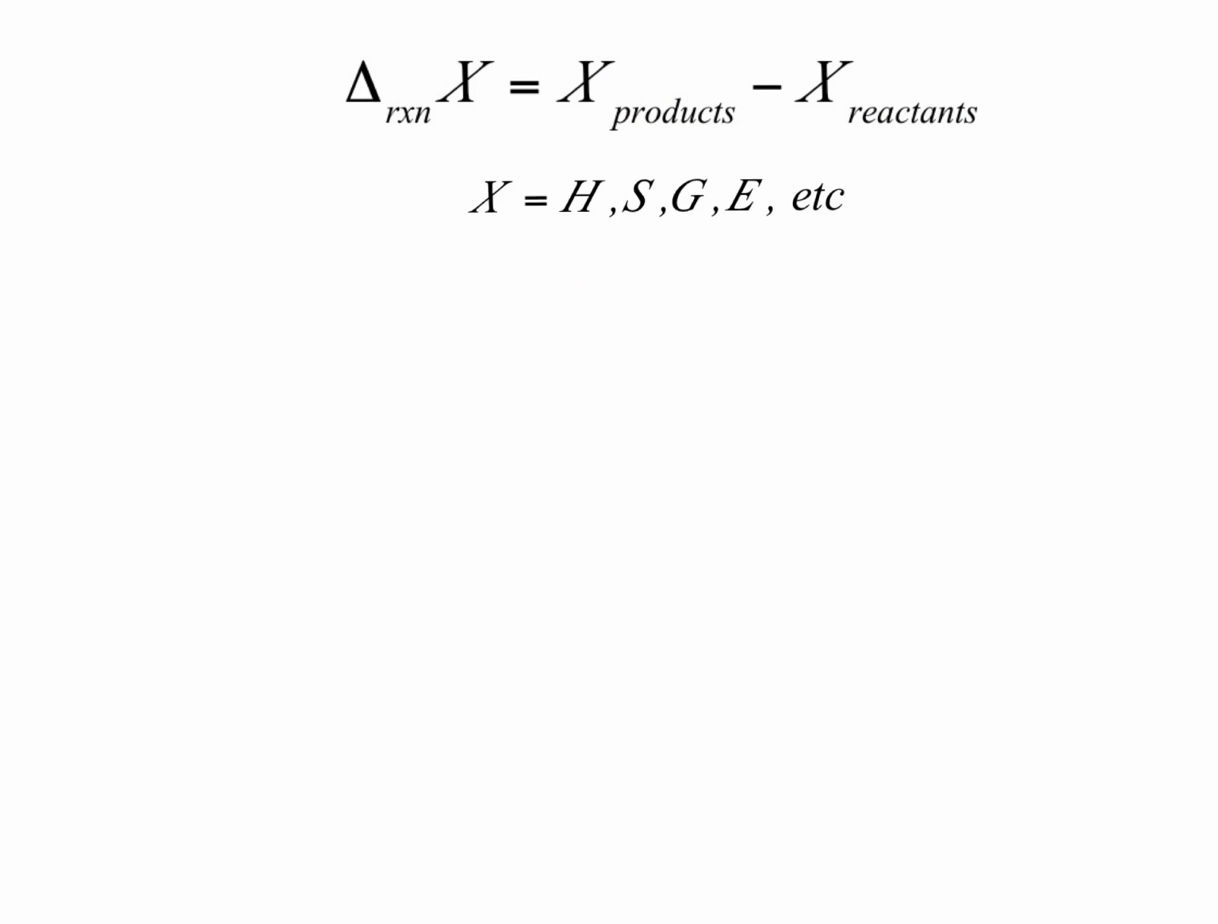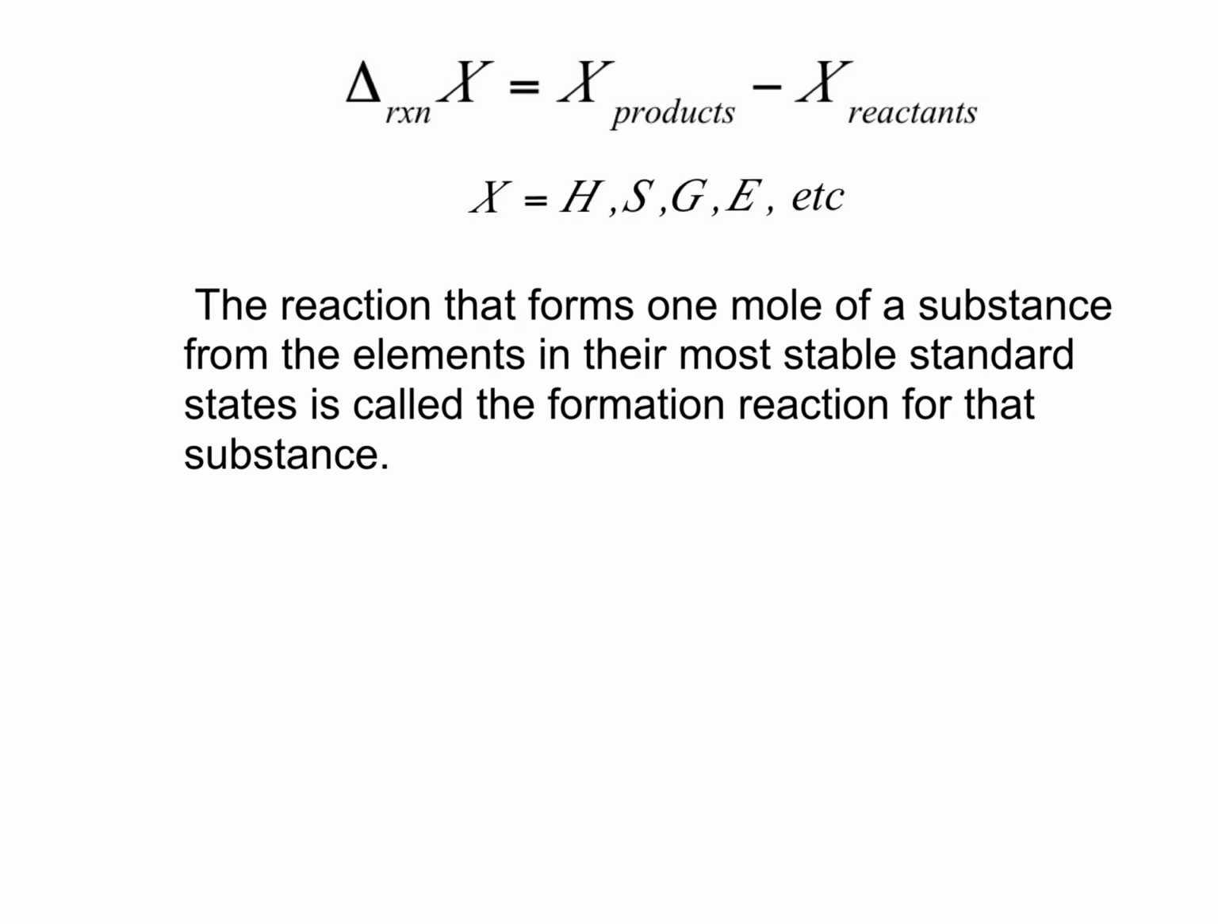The set of reactions that we choose to measure are formation reactions. A formation reaction is defined as follows. The reaction that forms 1 mole of a substance from the elements in their most stable standard states is called the formation reaction for that substance.